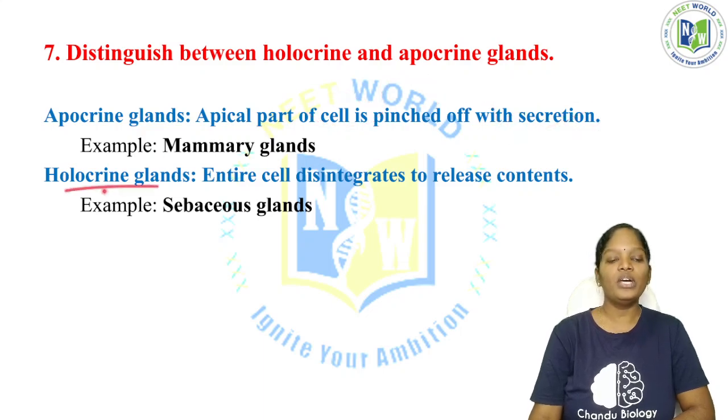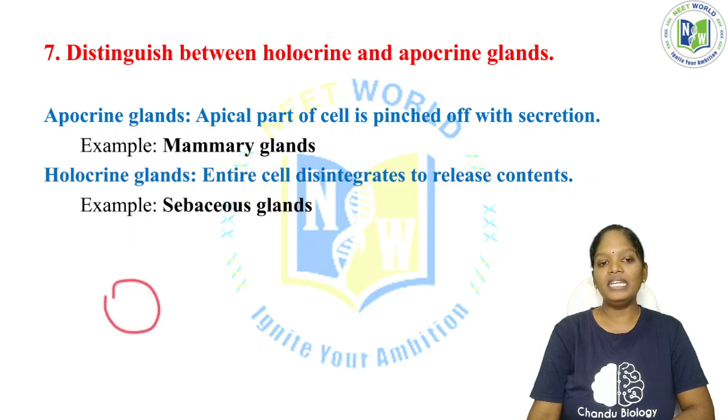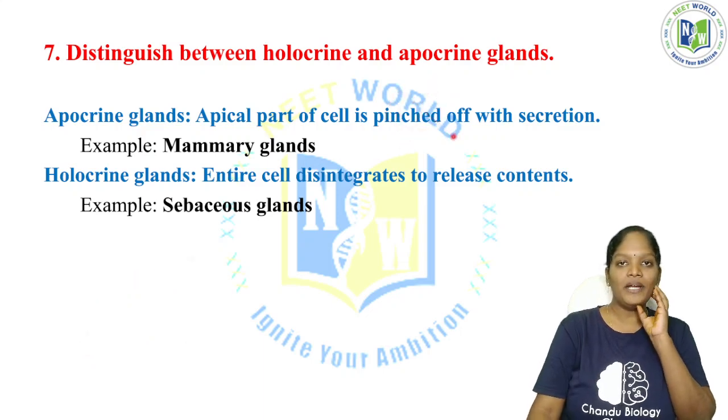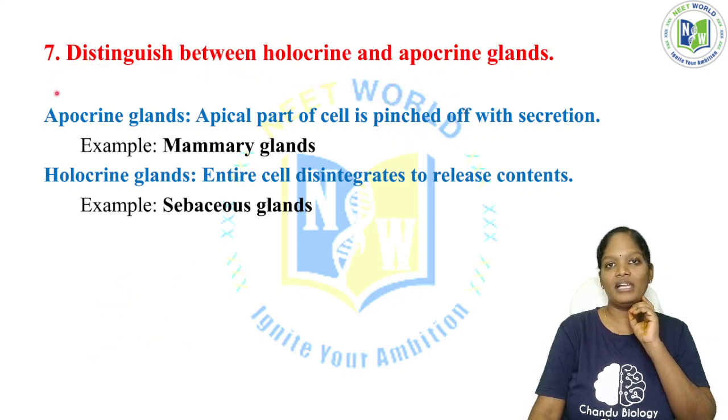Now the holocrine glands. Here the entire cell disintegrates to release the contents. To release the contents, the entire cell has to disintegrate, not only the apical part pinching off. If the apical part of the cell is pinching off along with the secretion, we call them apocrine glands.